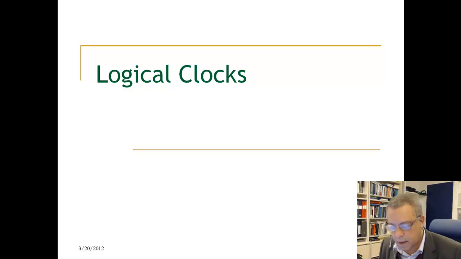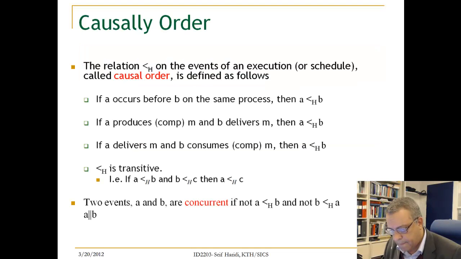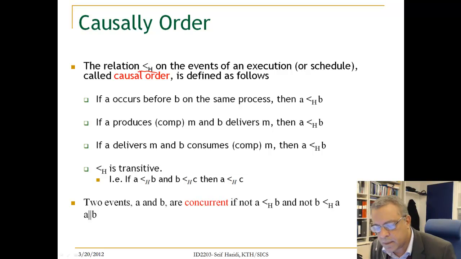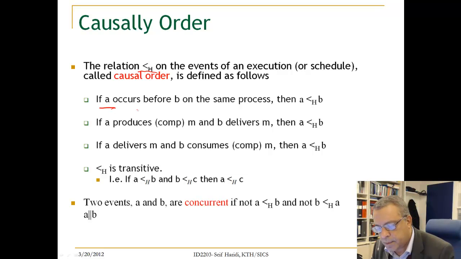We will talk now about logical clocks, which is a notion of clock that captures causality. We remember the happened-before relation, and it says two or three things. First, if two events happen on the same node and one happens before the second one, meaning A happens before B on the same process, then we say that A causally precedes B.